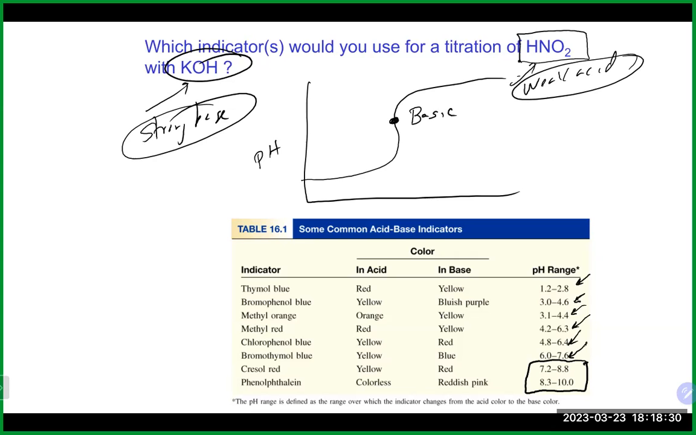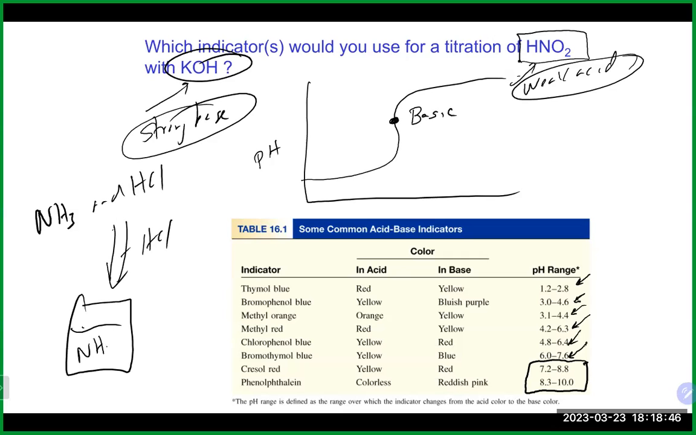Would these two indicators be good for a titration of ammonia and HCl? So again, the HCl being added to the ammonia. Would I want to choose phenolphthalein for that titration?